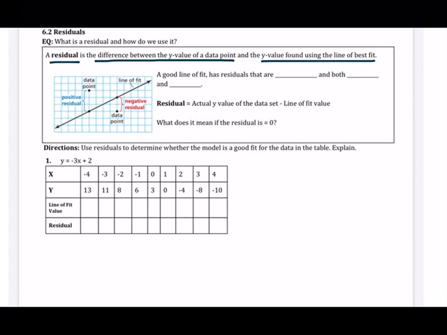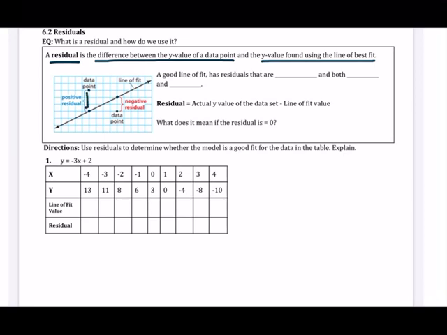Say you had a set of data, as graphed here, there are 4 different data points, and we used a line to approximate that data. We can tell how good of a line of fit this is based on the type of residuals that we have. And again, a residual is the distance between the actual data point and the line of fit.